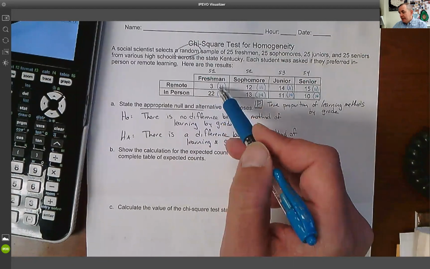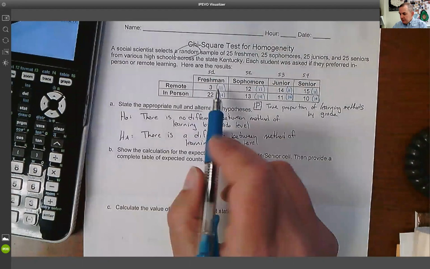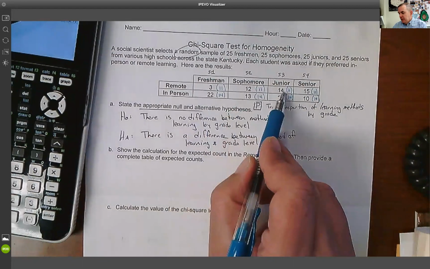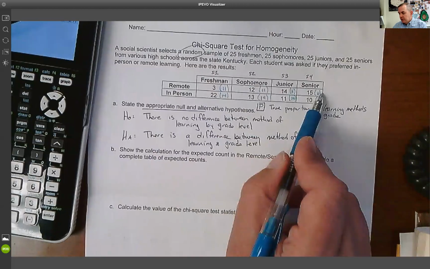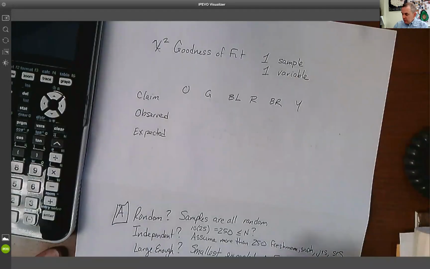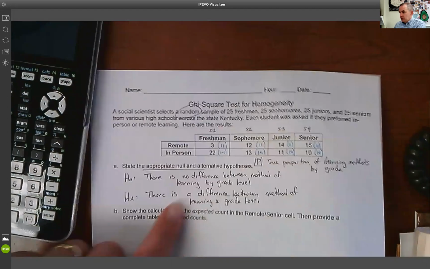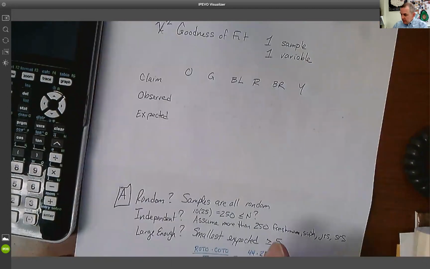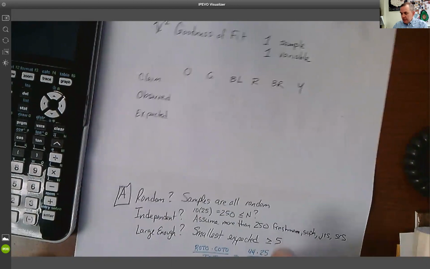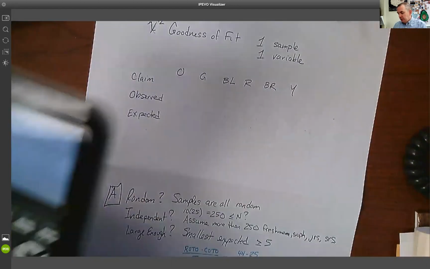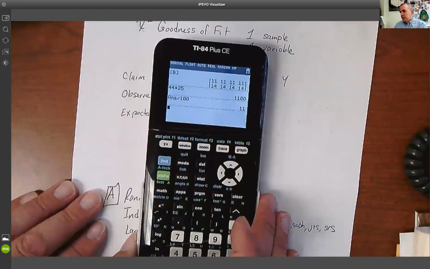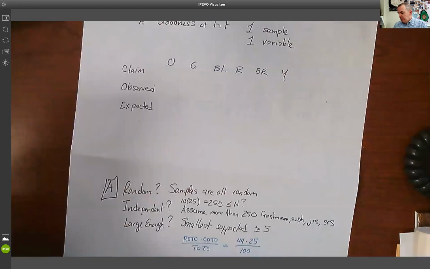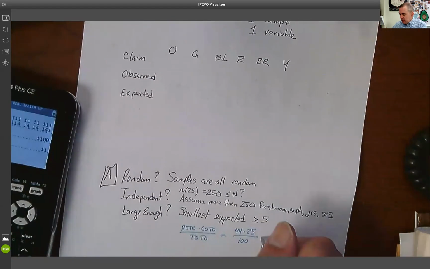So again, if I'm looking at how I got this number, it's 44, because that's 3 plus 12 is 15, 29, 44. So that's 44 when I add across. It's 25 when I add down. So my row total is 44. My column total again was 25. And my total is 100. And if I go into my calculator and do 44 times 25 divided by 100, that gives me my 11. So I want to go ahead and show that. And this is going to be equal to 11.